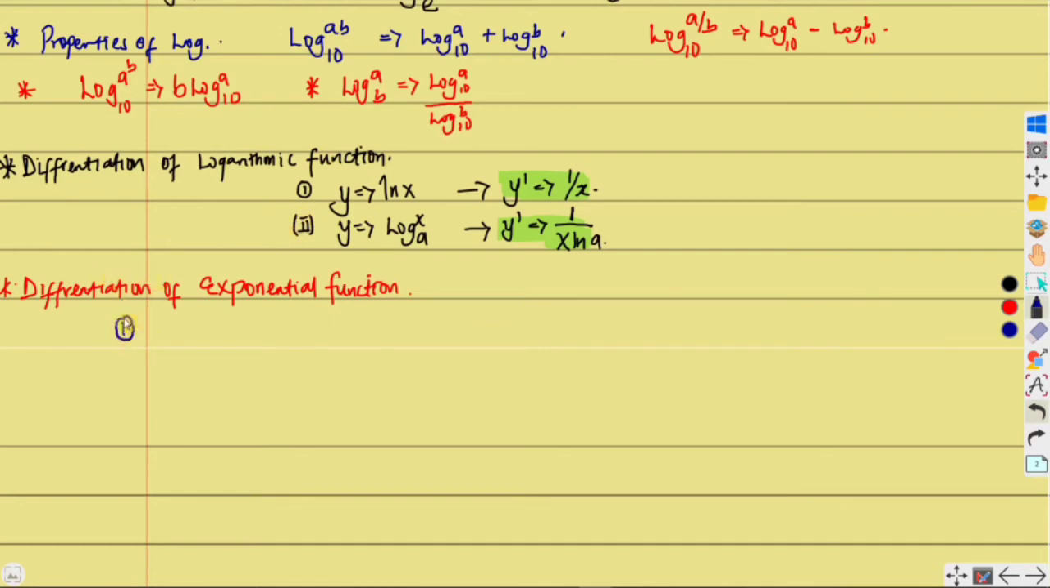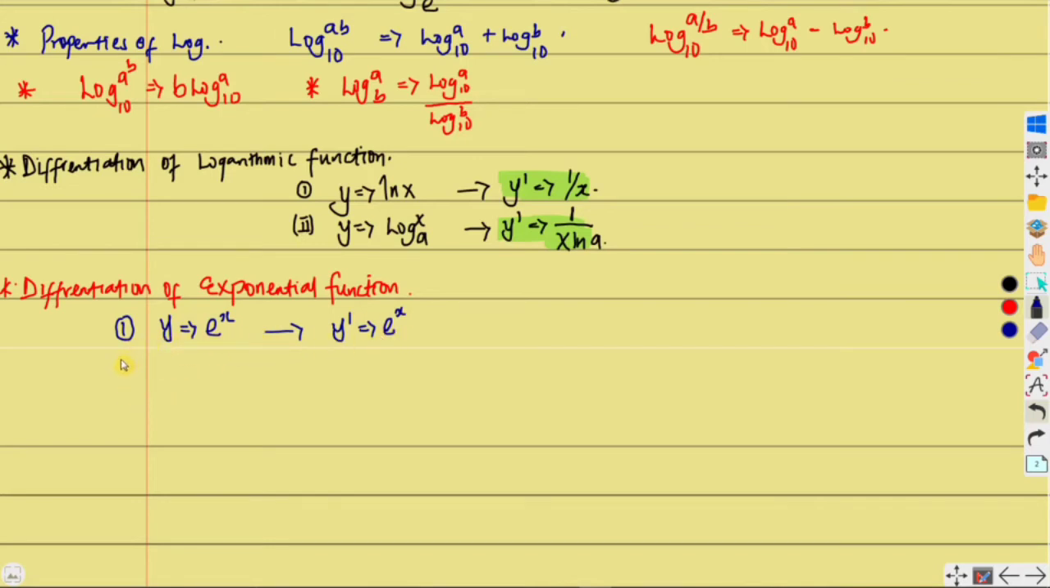The first case is if we have y equals e to the power of x, then we say dy/dx, which is y prime, is still going to be the same, and we write it also as e to the power of x. So the exponential form of differentiation remains the same when you differentiate it.